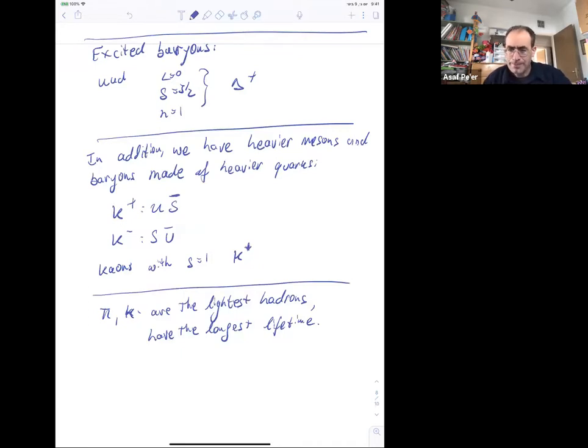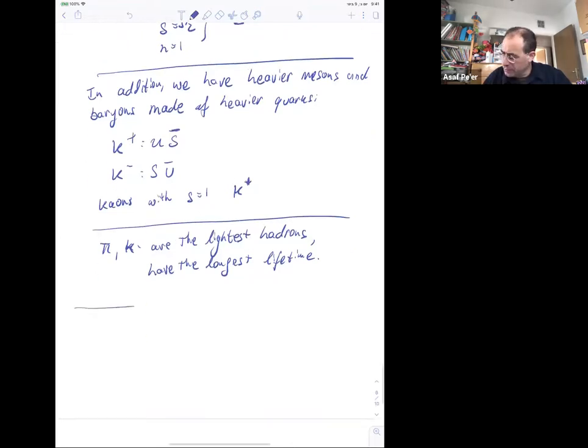All right, more questions? Okay, if not, I want to say now a few more words about quarks.